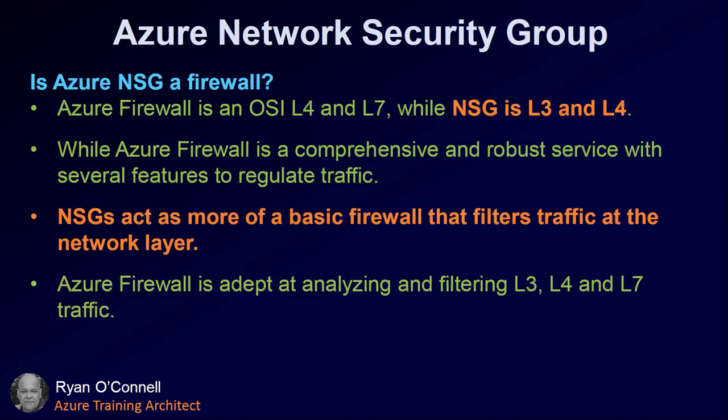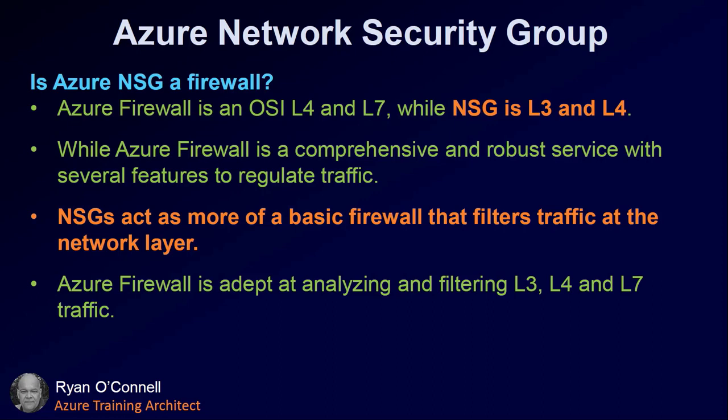Of course, is an NSG a firewall? An Azure firewall is OSI level 4 and level 7, while an NSG is level 3 and level 4. An Azure firewall is a comprehensive, robust service that offers several features to regulate traffic and many more tools to help you manage and protect your infrastructure. An NSG acts more like a basic firewall that filters traffic at the network layer.